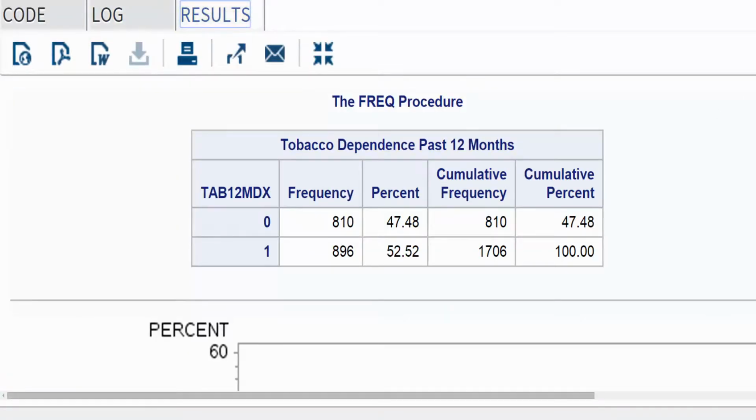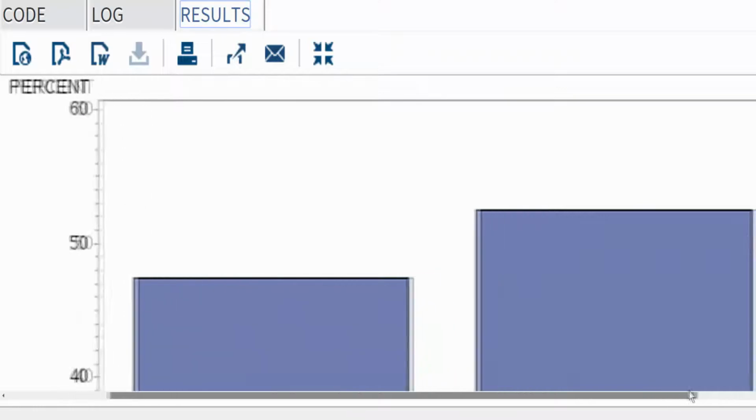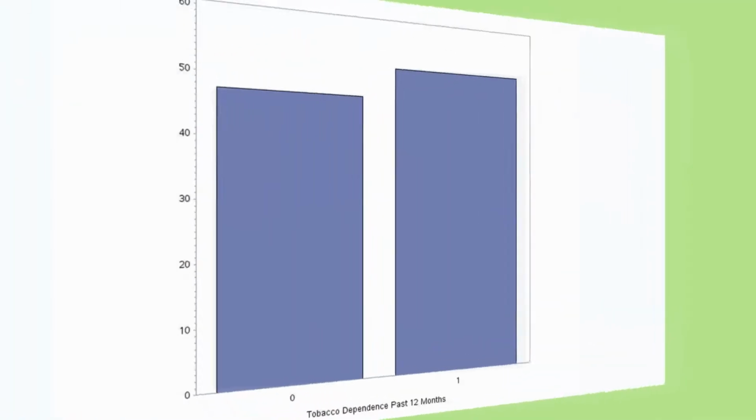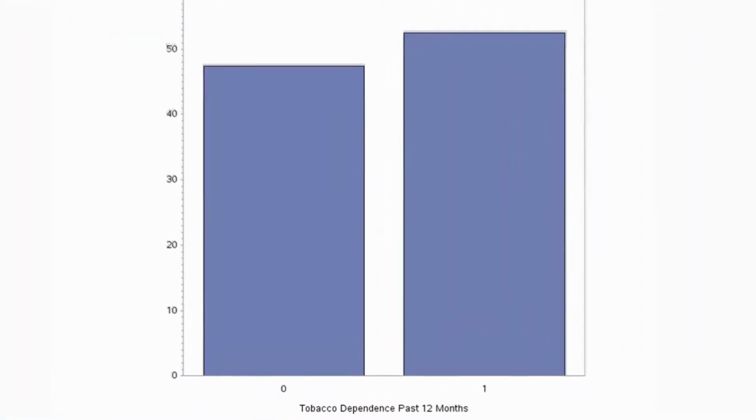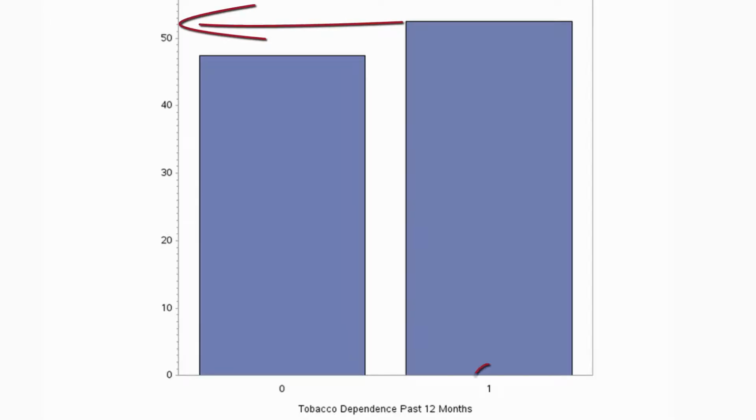Here's the bar chart we told SAS to generate. It shows the percent of young adult smokers with nicotine dependence, about 52.5%, as indicated by the response code of 1, and those without nicotine dependence, about 47.5%, indicated by a 0.